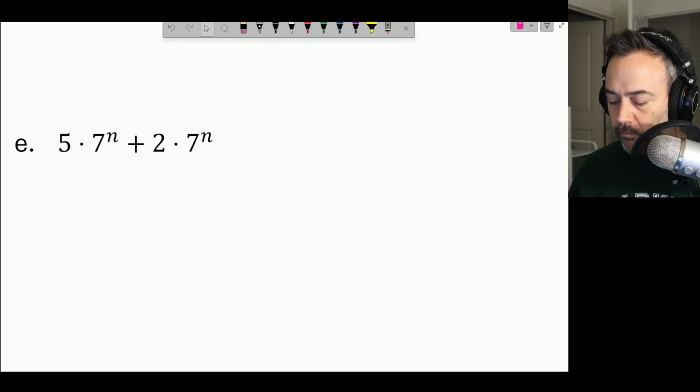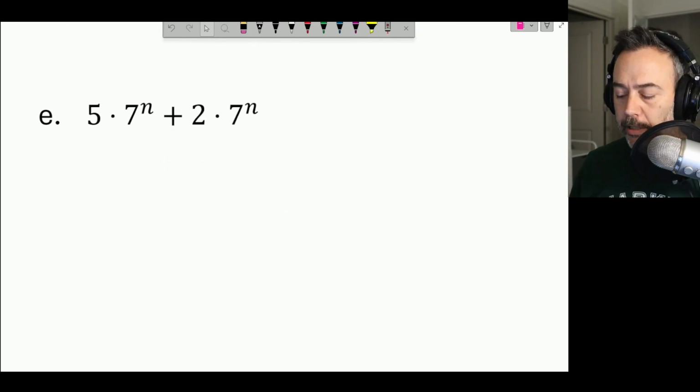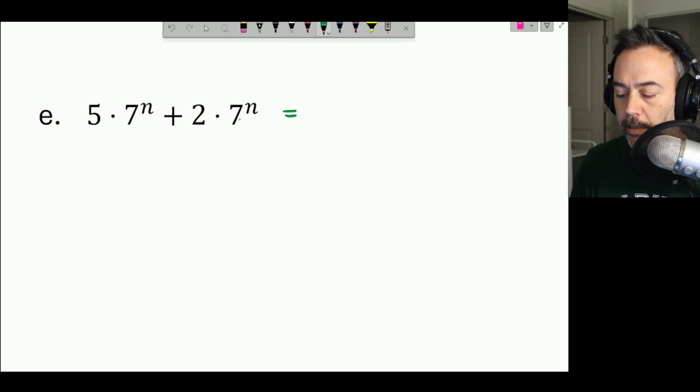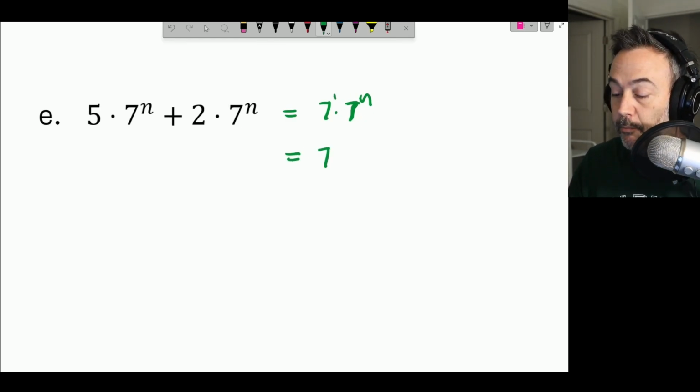Okay, where does it apply in our chapter? Well, exponent properties. This isn't actually exponent properties. This is combining like terms, then exponent properties. So I have 5 times 7 to the n plus 2 times 7 to the n. The variable part is the same, 7 to the n. So I can add 5 plus 2, and I get 7 times 7 to the n. And our exponent property says this is 7 to the 1. So I add the exponents because the bases are the same, n plus 1.